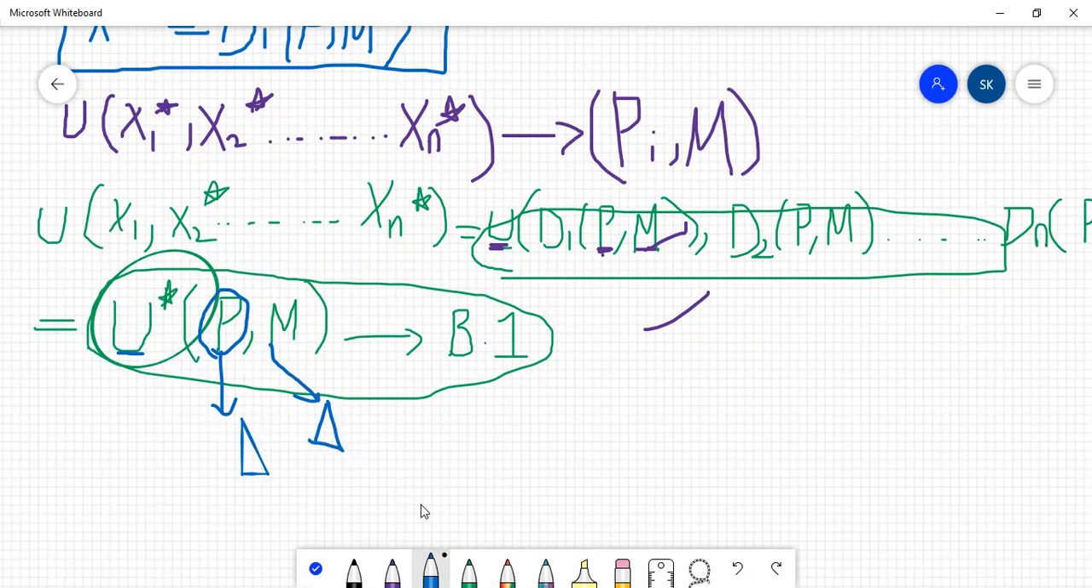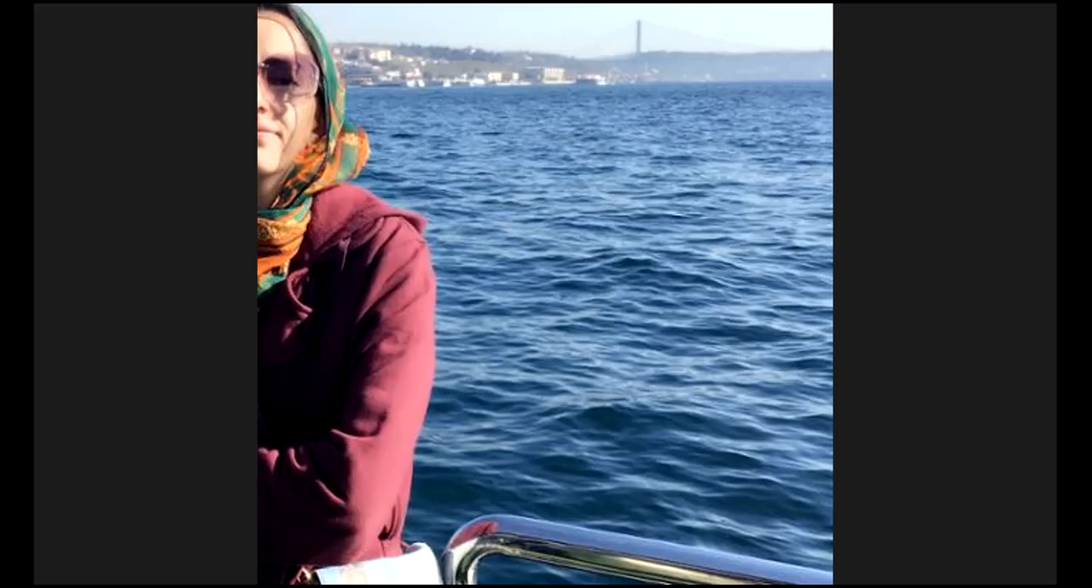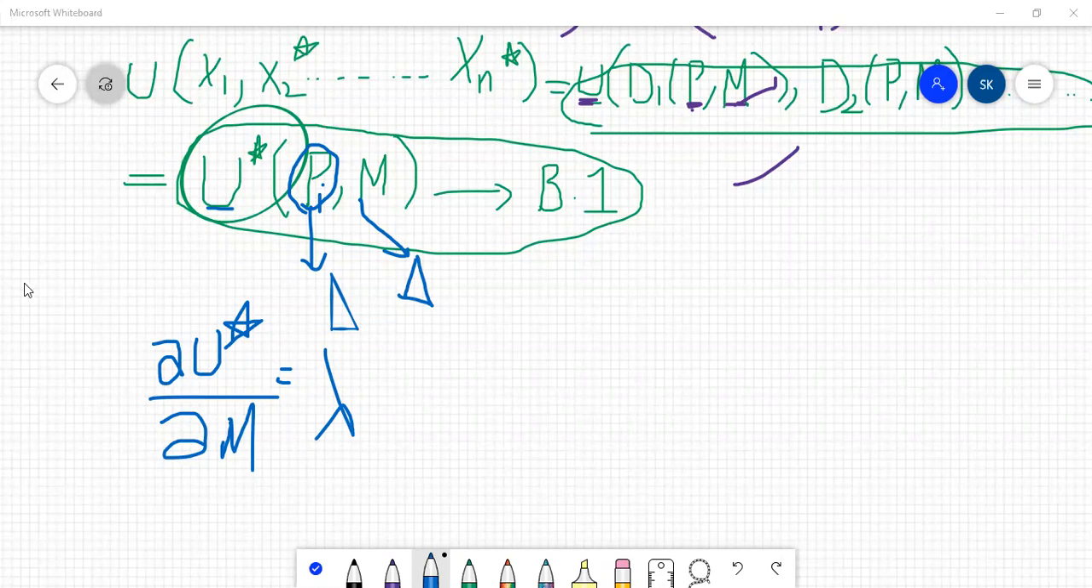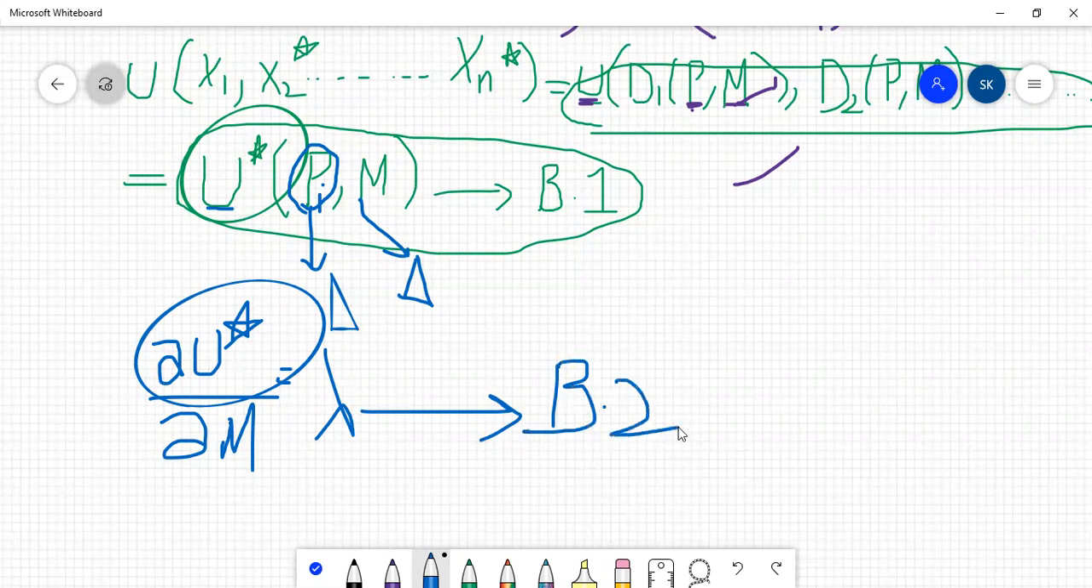Now from the interpretation of the Lagrangian multiplier, the effect of an increase in the money income on the maximized utility is, as previously we studied, lambda. Now the effect of a change in Pi on U star can be found as a version of the envelope theorem.